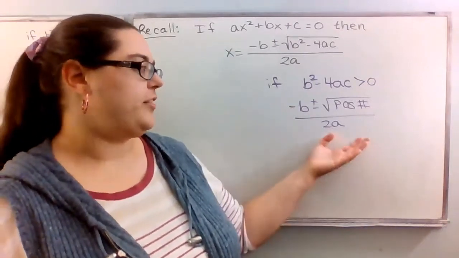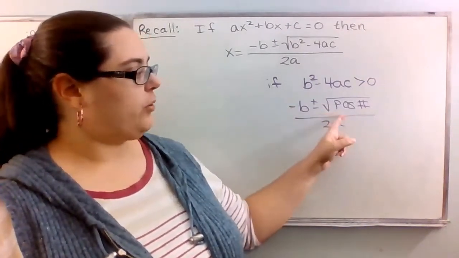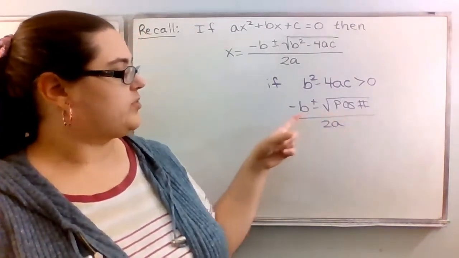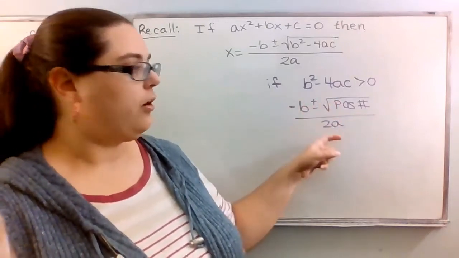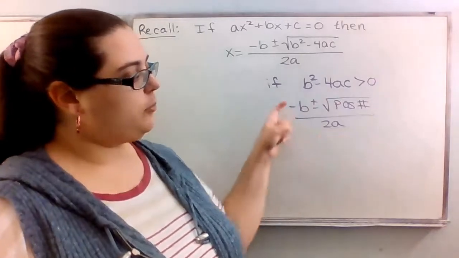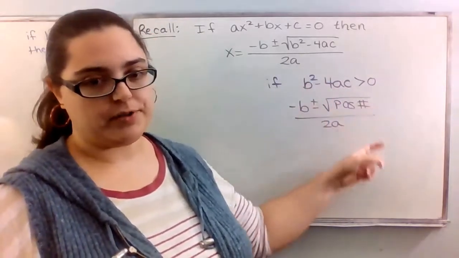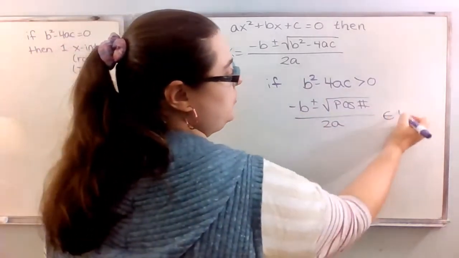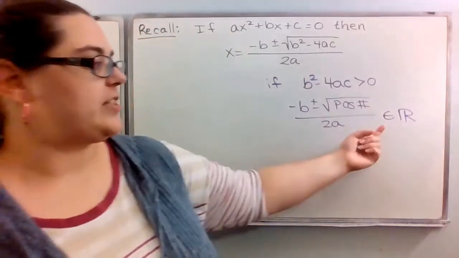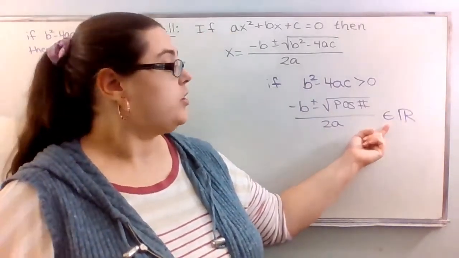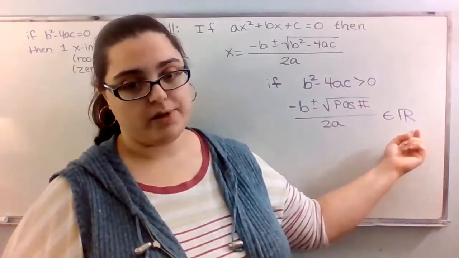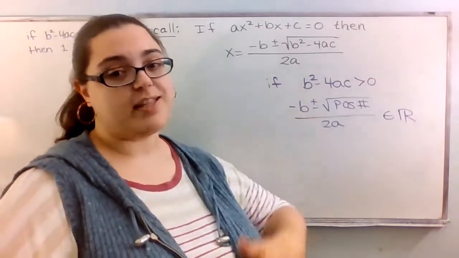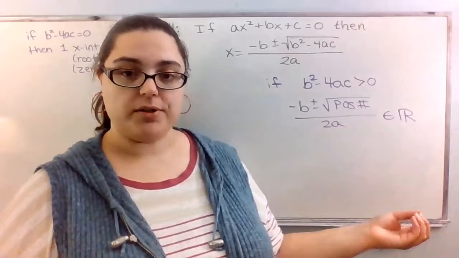All right, so now if we're in this situation, we have the square root of a positive number, which is a real number. And then we will be taking negative b plus or minus that real number all over 2a. So that means all components of this formula are going to be real numbers, which means we're going to get a real number out of it. Remember, this fancy looking e thing just means is an element of. So that means this expression is a real number. So if this b squared minus 4ac is positive, that means that the x-intercepts happen at real numbers.